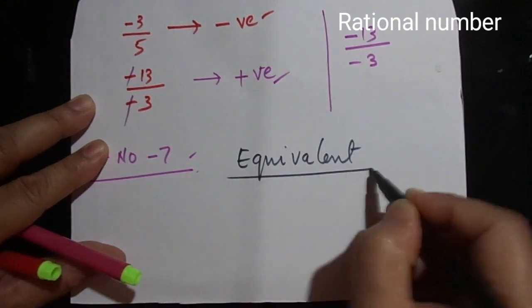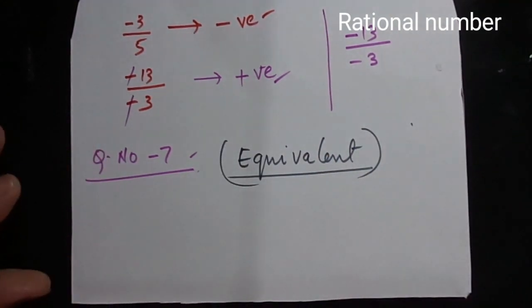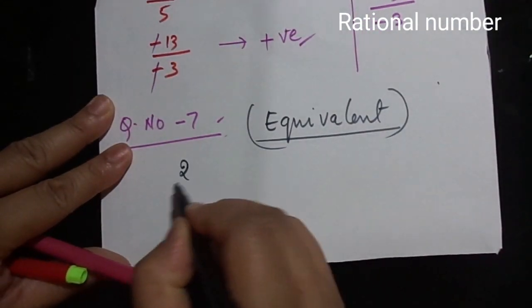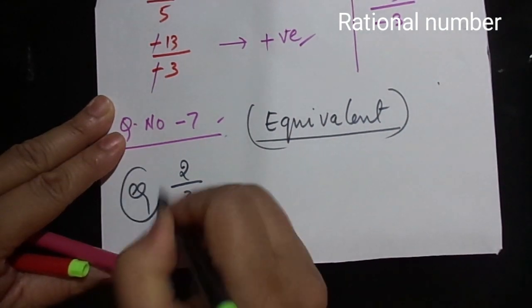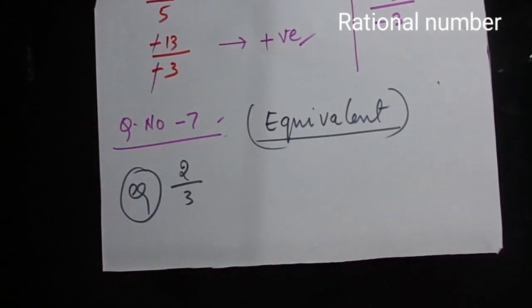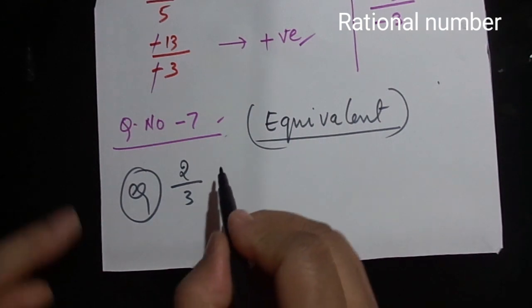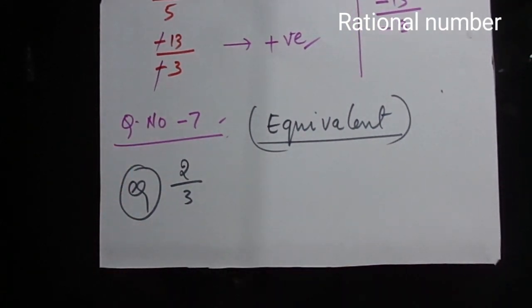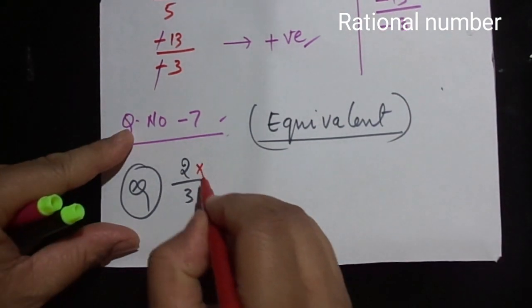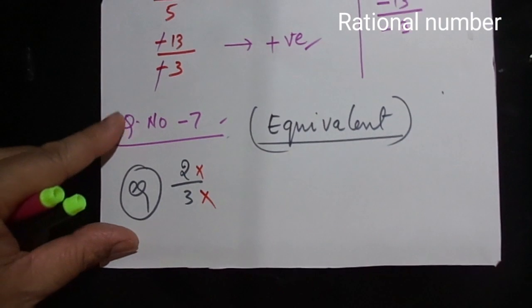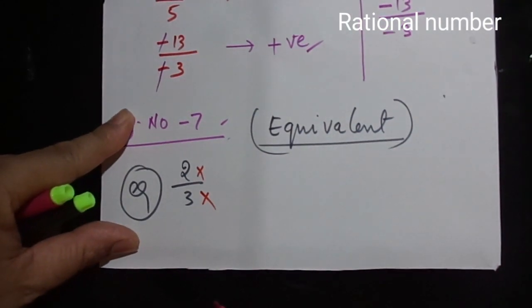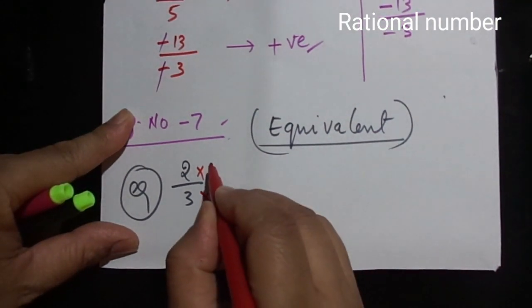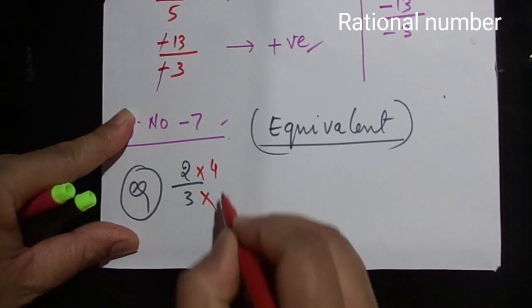E-Q-U-I-V-A-L-E-N-T. Equivalent means having equal values. So if you have 2 by 3, for example, and you are asked to write an equivalent number, what you need to do is multiply both the numerator and the denominator by a specific number, any number. For example, let me take 4 and 4.